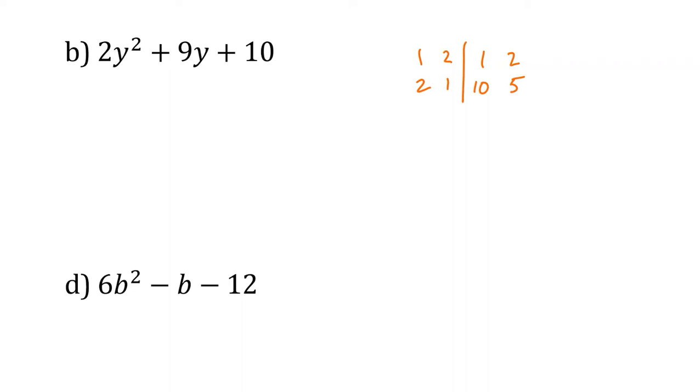Okay, so it should look like that. I flipped the 1 and the 2 because there's fewer. And then you got 1 and 10 and 2 and 5. So 10 has 2 pairs of things that multiply to it.